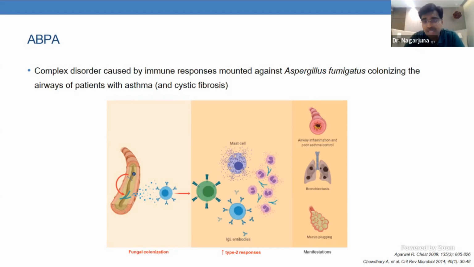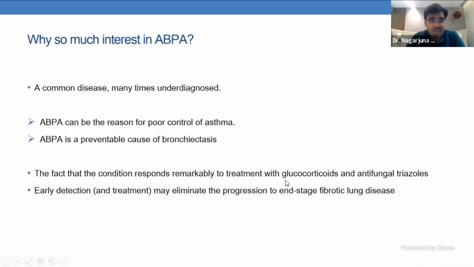So you have a fungus which is residing in the airways, colonizing the airways, and a subset of people who are predisposed to will develop an immunological response to this fungus within the airways. And this immunological response leads to the end result, that is the bronchiectasis and mucus plugging. So why so much of interest in ABPA?